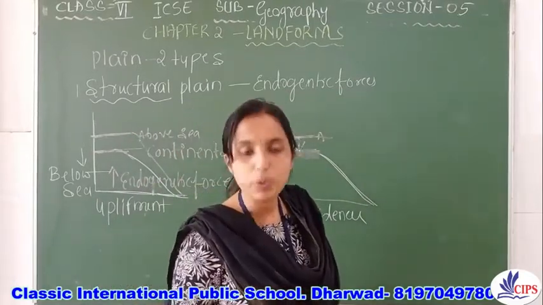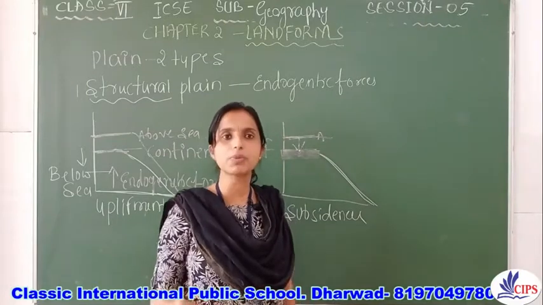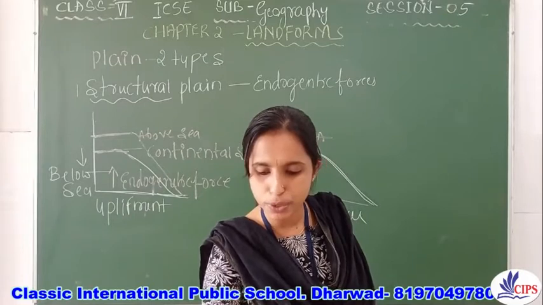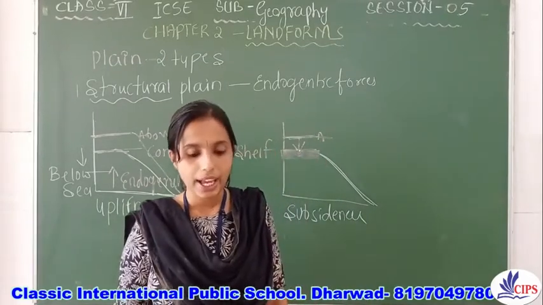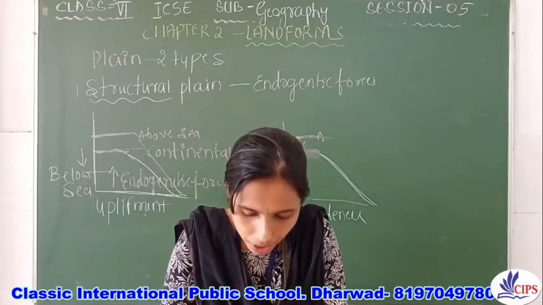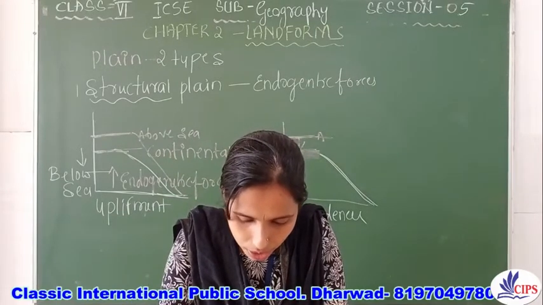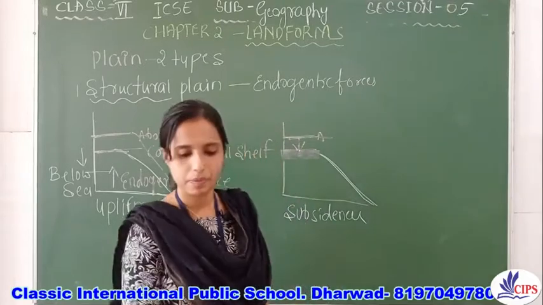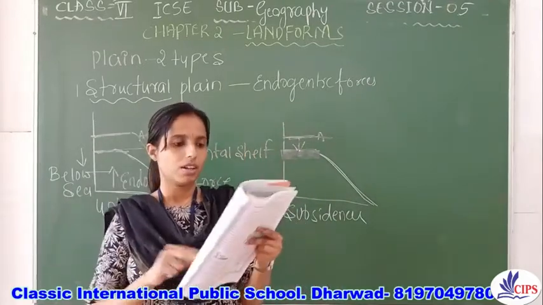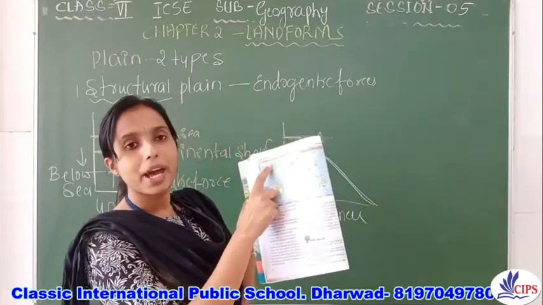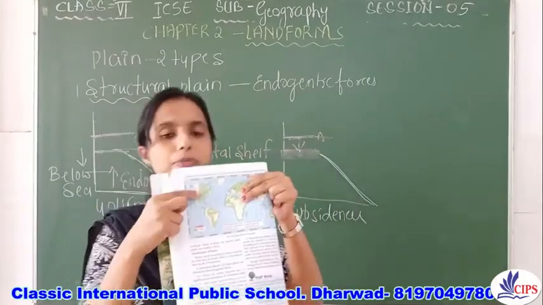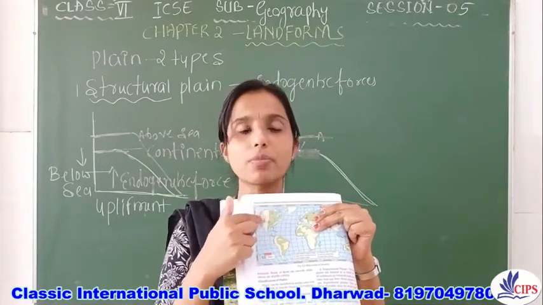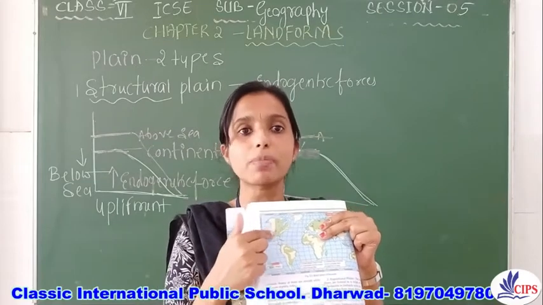Now come to page number 28 in your textbook, and they have already given us the map of the distribution of landforms. In that, come to this one, point 2, Great Plains of North America. This is here, Great Plains of North America. The whole of America and parts of Canada come under this.